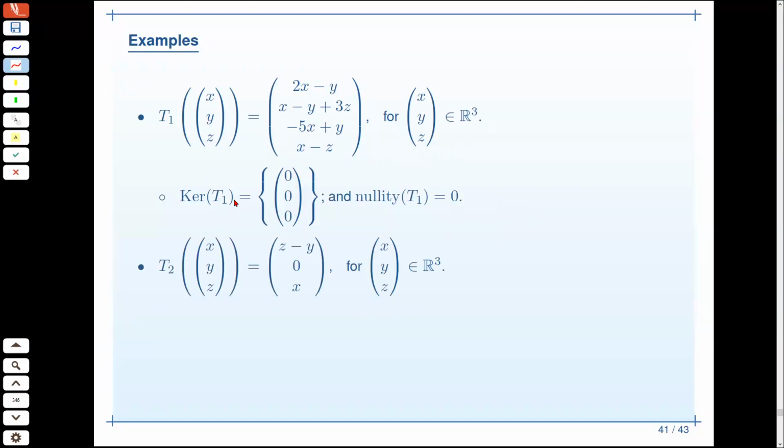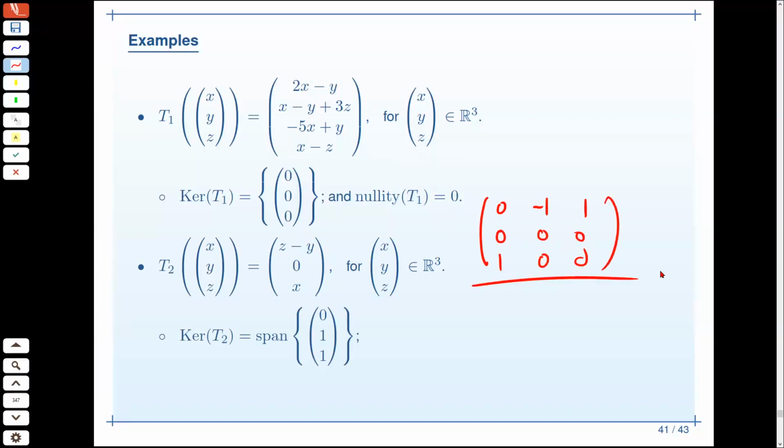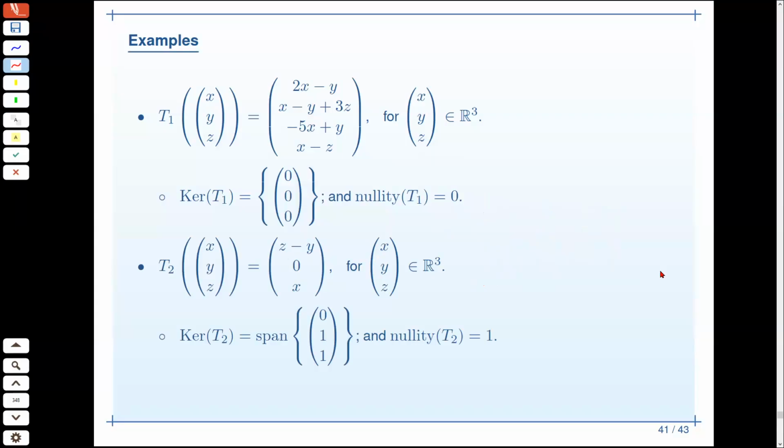And similar for this one. Just now we saw the kernel of T2 is 0, 1, 1. Indeed, you just need to see what the null space of the matrix 0, -1, 1, 0, 0, 0, 1, 0, 0 is. And we see that the kernel of T2 is the span of 0, 1, 1. So the nullity equals 1. These are the examples.